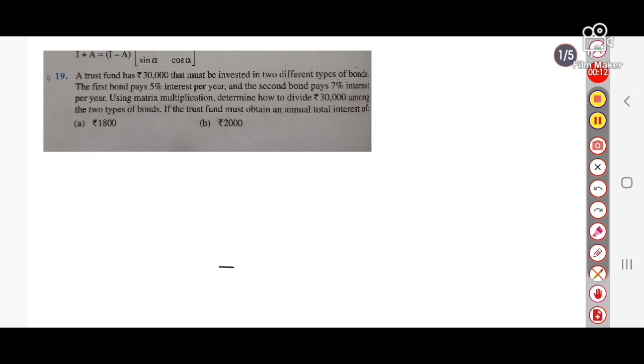So the question is, a trust fund has 30,000 that must be invested in two different types of bonds. The first bond pays 5% interest per year and the second bond pays 7% interest per year. Using matrix multiplication, determine how to divide 30,000 among the two types of bonds. If the trust fund must obtain an annual total interest of option first one is 1800 and the second one is 2000, so we need to calculate for both a and b.